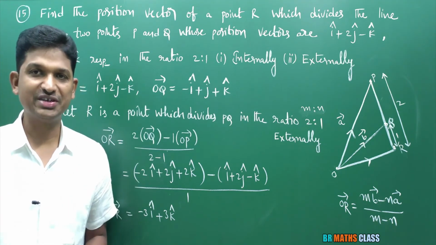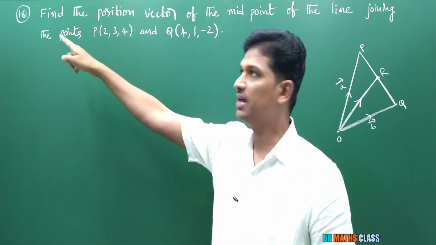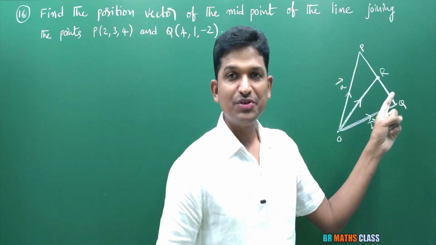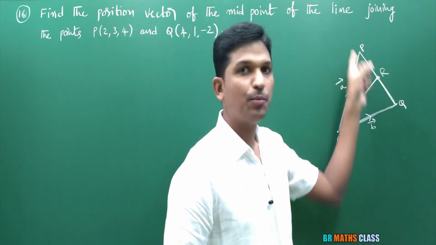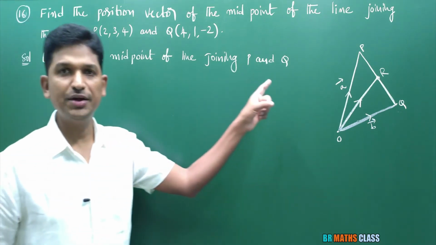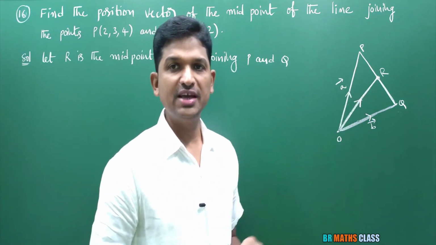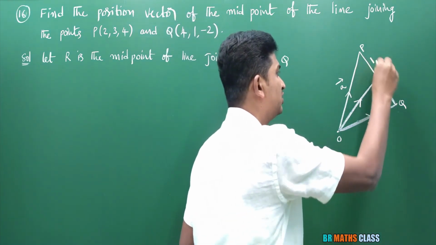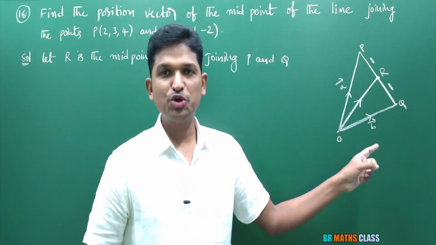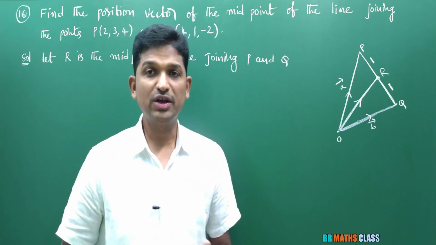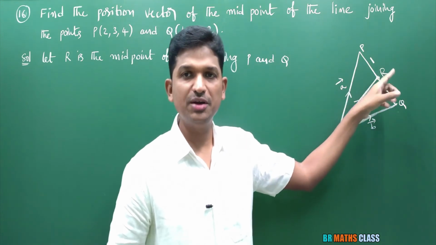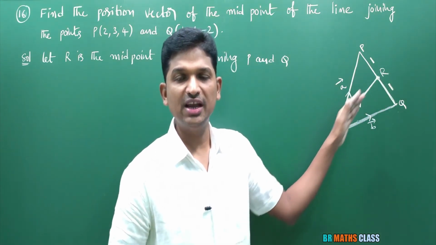Now we'll move to the next question. You observe this question number 16. What are they asking? The position vector of the midpoint of the line joining these 2 points. Suppose R is the midpoint of the line joining the points P and Q. You observe what I have written in the first step: let R be the midpoint of the line joining P and Q. If R is the midpoint of the line joining P and Q, then R divides PQ in what ratio? R divides PQ in the ratio 1:1. R is the midpoint of PQ means R divides PQ internally. So you can identify what they are asking in the question. Position vector of the midpoint. If R is the midpoint, the position vector of the midpoint R means we need to calculate OR bar.